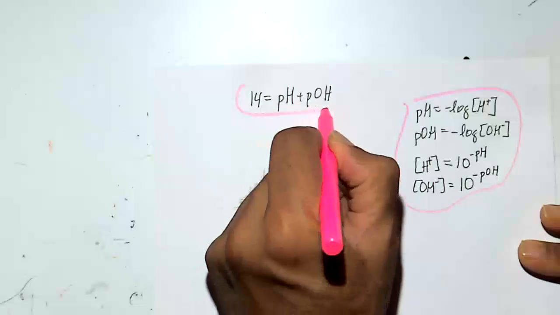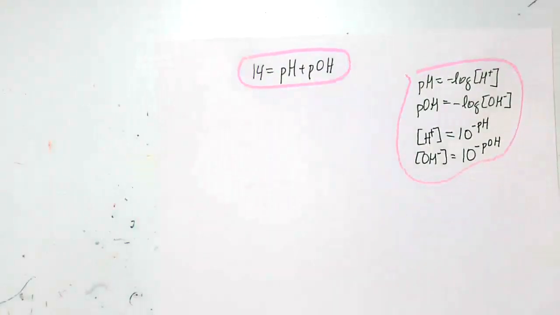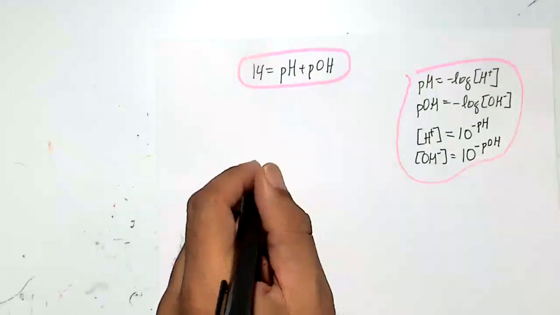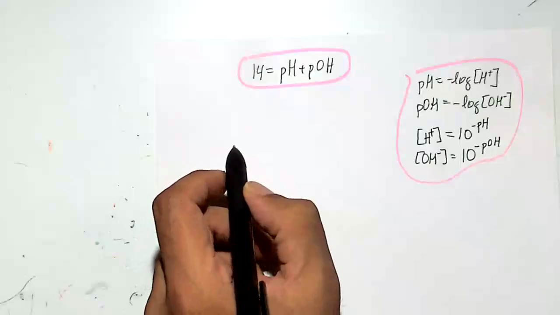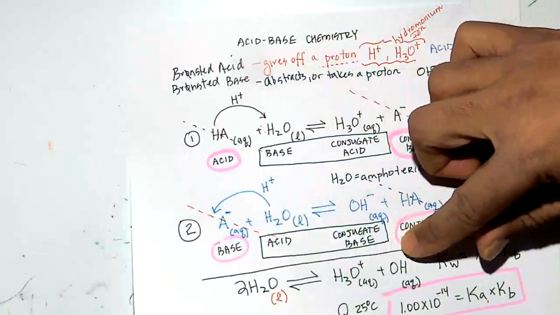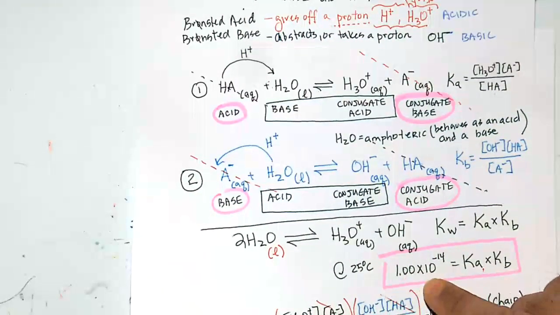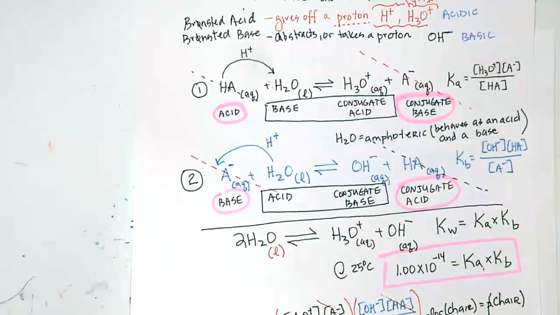Something I'd like for you guys to know. All right, let's do an ice table. I know people don't like an ice table, but let's just do one here. We'll do an ice table on this water dissociation equilibrium, whose Kw at 25 degrees from the textbook is 1.00 times 10 to the minus 14.